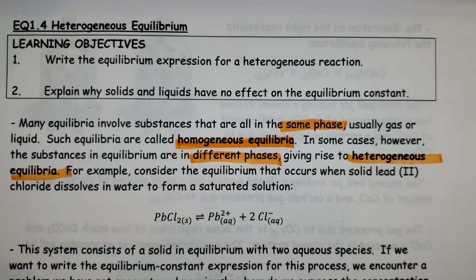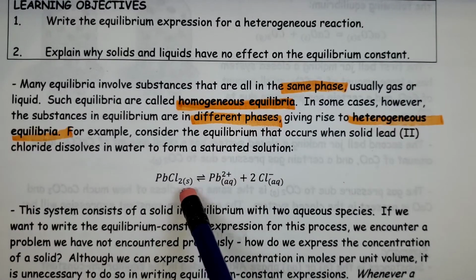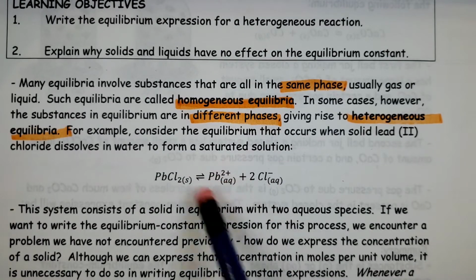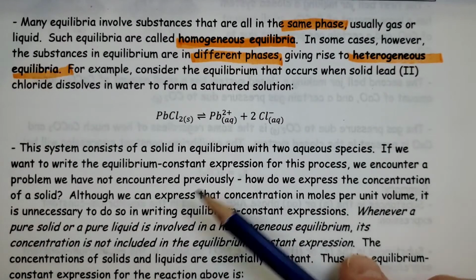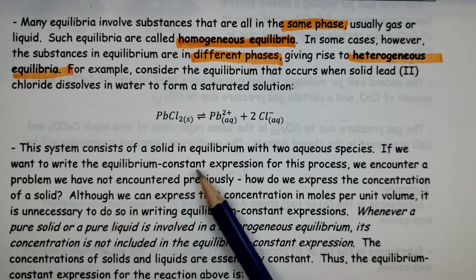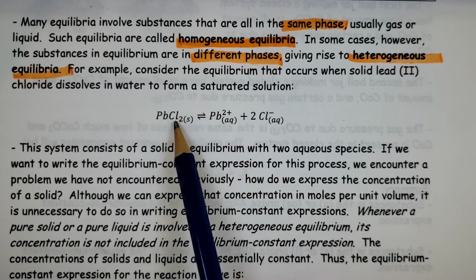For example, consider the equilibrium that occurs when solid lead II chloride is dissolved in water. So it's a solid, it's dissolved so it breaks up into ions, 1 lead for every 2 chlorides. This system consists of a solid in equilibrium with 2 aqueous species. If we want to write the equilibrium constant expression for this process, we encounter a problem we have not encountered previously. How do you express the concentration of a solid?